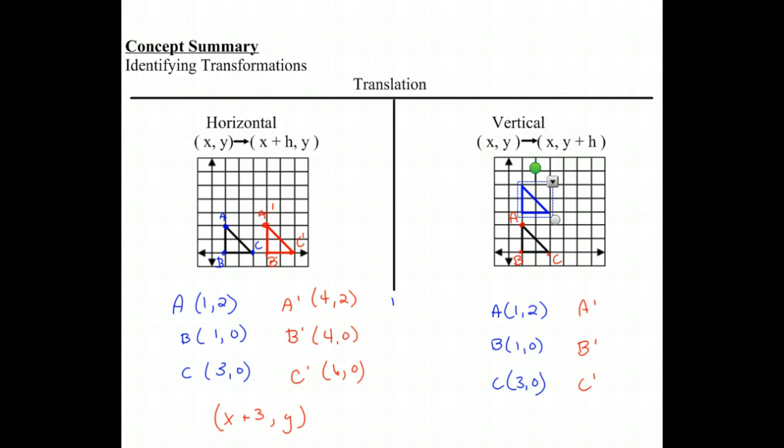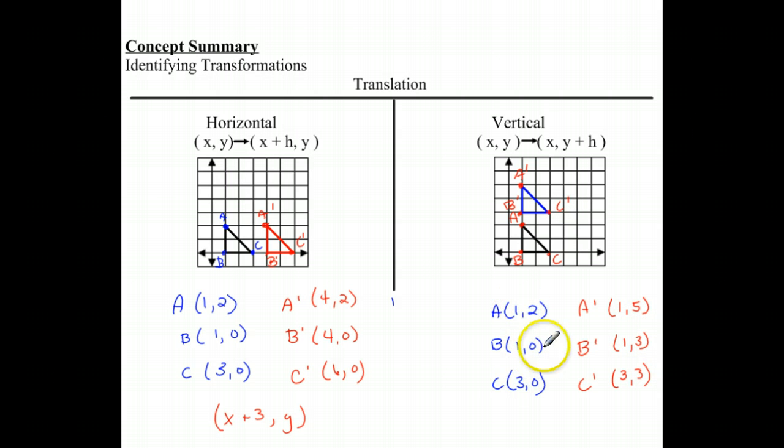So let's look at what those coordinates would give us. This time, A prime would be 1, 5, because I'm going over 1, and up 1, 2, 3, 4, 5, to get the new location of A, or A prime. B prime is going to be at the point 1, 3, and C prime is going to be at the point 3, 3.